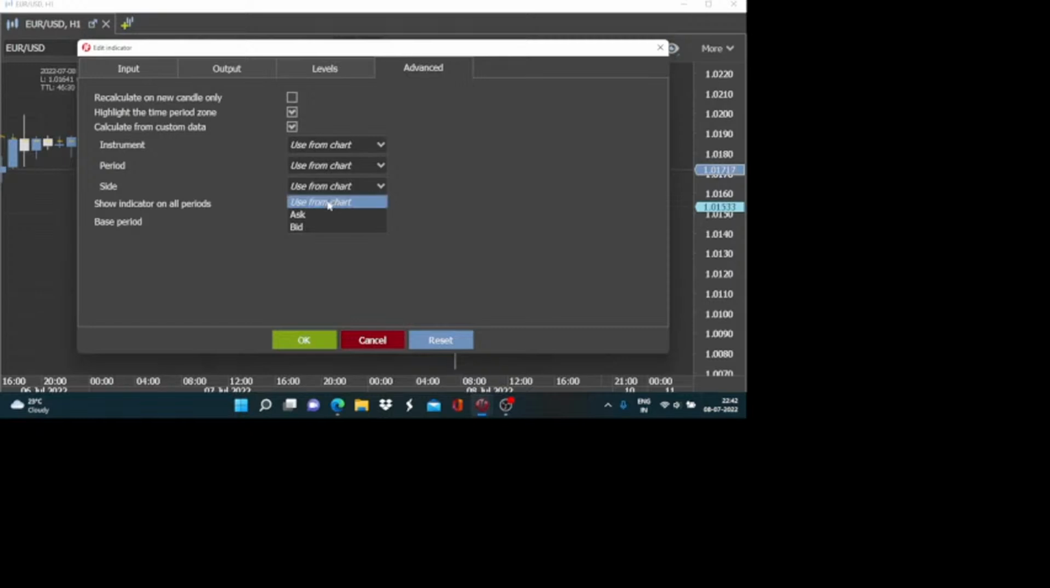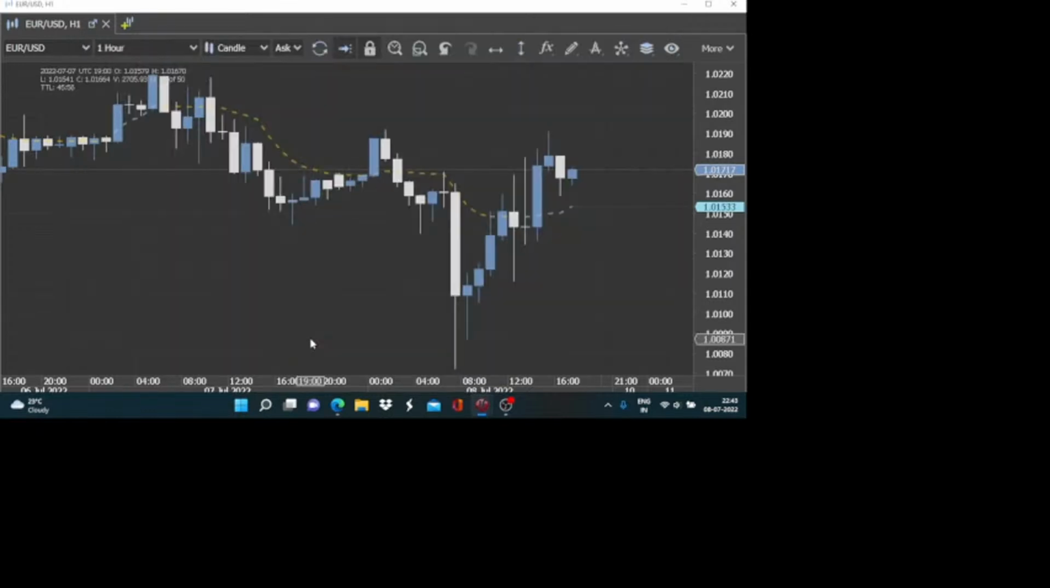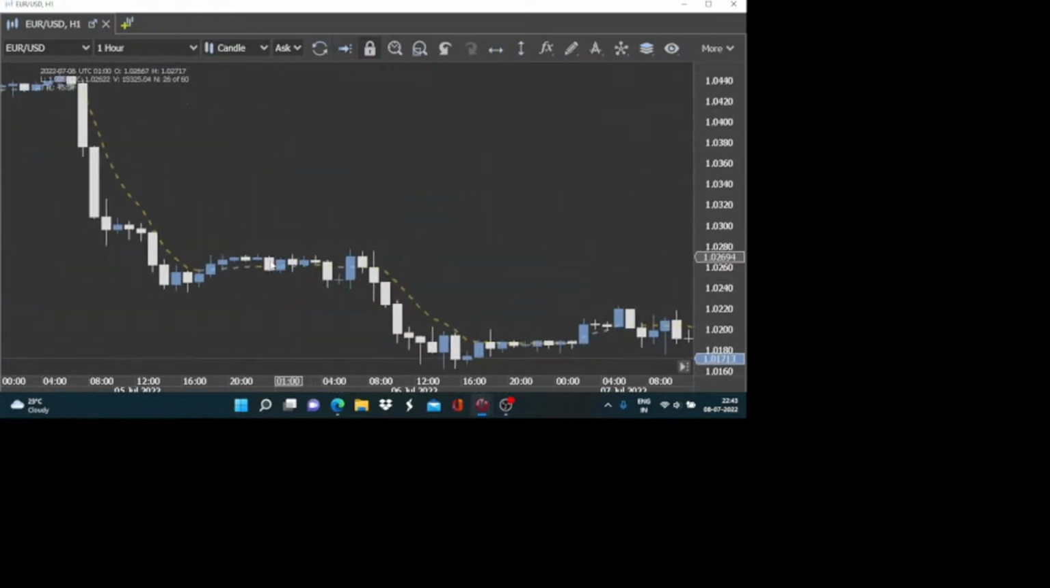Side, you can use it from the chart, or you can keep it fixed to the ask side or the bid side. And if you want the indicator to be shown on all periods, then you have to check this box. Otherwise, if you uncheck it, then you have to define on which candle period the indicator should be shown. Only on that candle period the indicator will be shown. And then we have to define this base period also. Most of the time I keep it fixed at day, but if you want to change it, you can change it also. So all these options are there, which help us in making this indicator work for us.